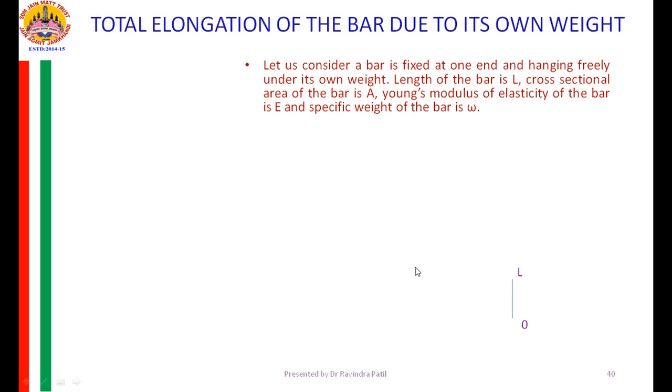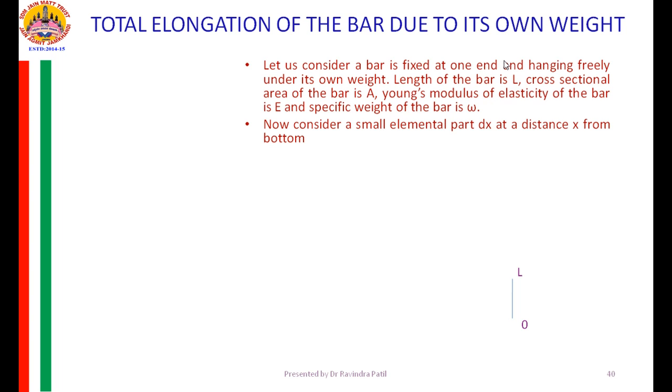So we are considering a bar fixed at one end. Usually it is hanging under its own weight, and we are calculating the deformation of the bar. Means at the top it is fixed and at the bottom it is hanging. The length of the bar is L. Cross-sectional area of the bar is A. Whatever the cross-section may be, you can take it into account. The Young's modulus of the bar is E and the specific weight of the bar is omega.